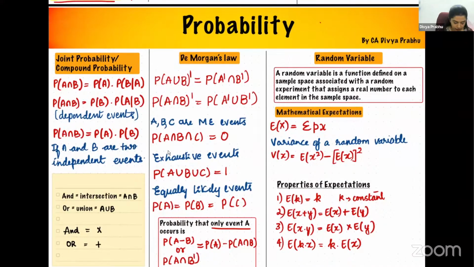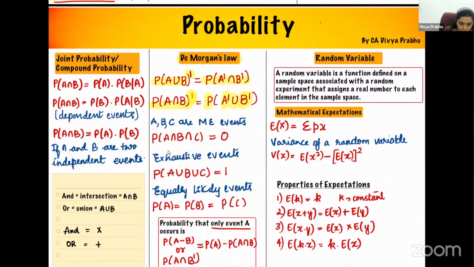So first of all, we have De Morgan's law here. Now, what is De Morgan's law? Probability of A union B whole dash is equal to probability of A dash intersection B dash. I hope you know this. Probability of A intersection B whole dash is equal to probability of A dash union B dash.